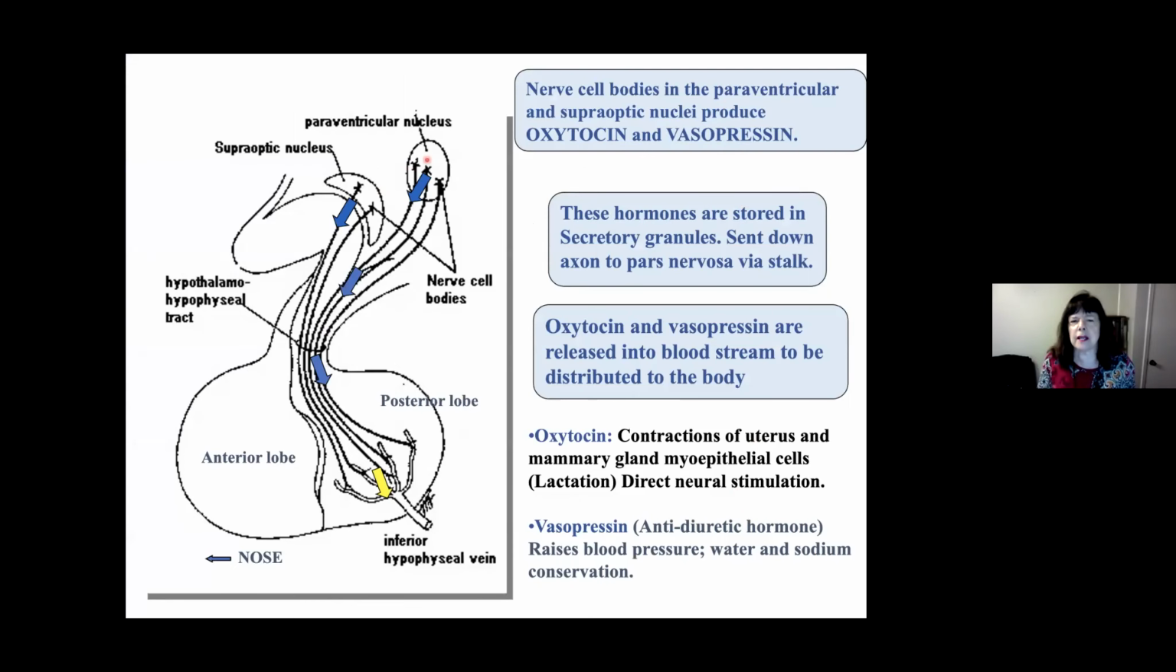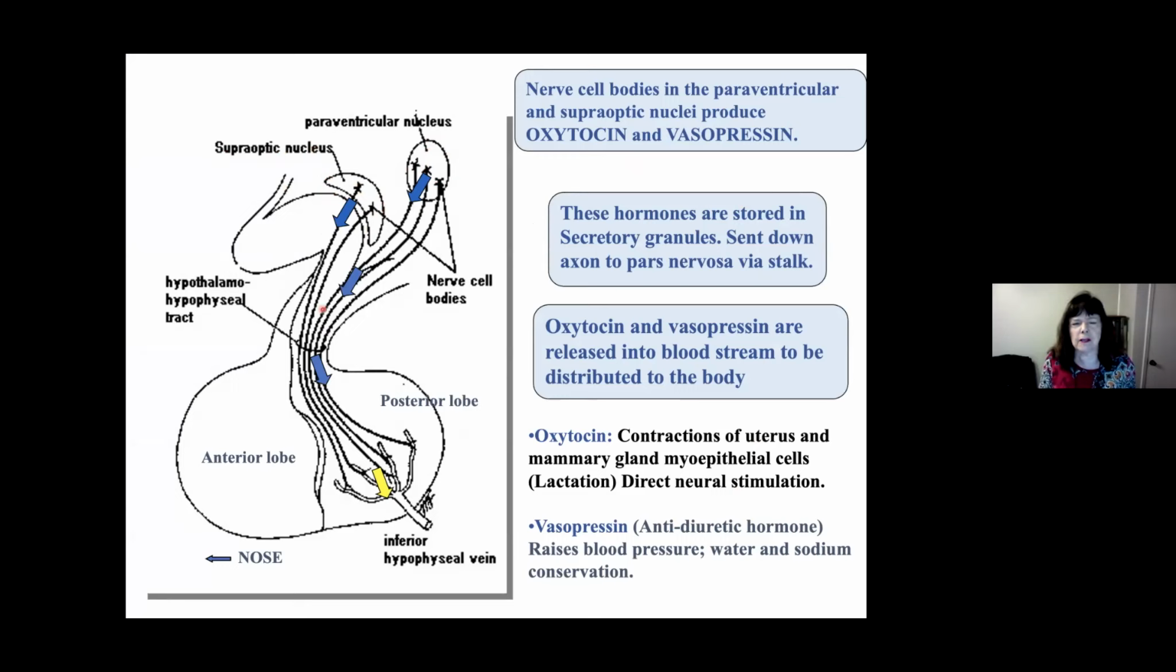So again, this is just another picture of the paraventricular nucleus and the supraoptic nucleus. And of course, you know where this is. All you have to do is look at the name. It's above the optic tract. So there's the supraoptic nucleus.